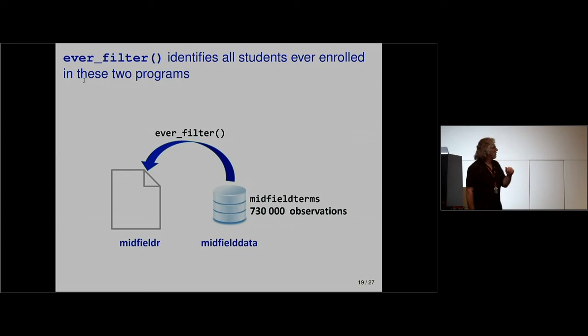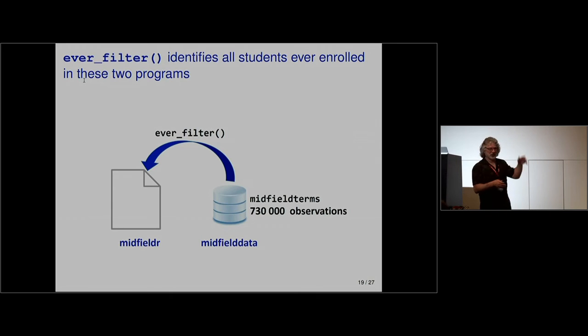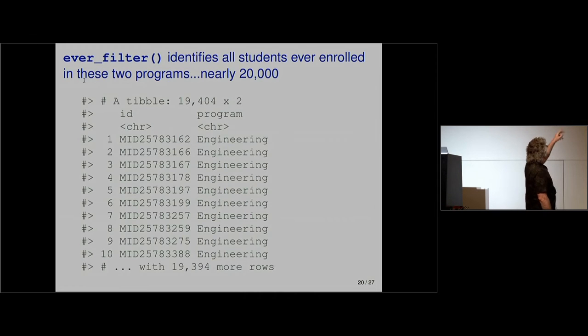And it goes into the Midfield terms data set and finds every student that was ever enrolled, even for one term, in that program. And of course, many students will enroll in the same program for multiple terms. Okay, so the EverFilter will get rid of those because you want unique students when you're counting them. So EverFilter does that. This is the output of that.